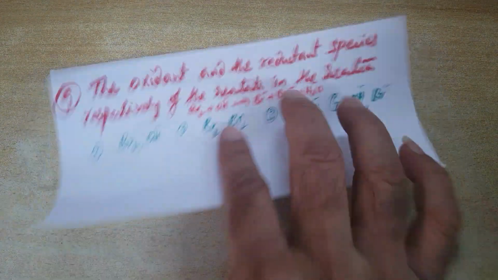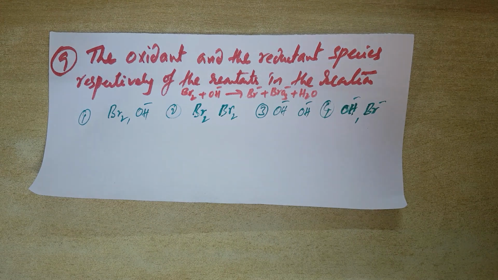Question number 9. The oxidant and reductant species respectively of the reactants in the reaction Br2 + OH- gives rise to Br- + BrO3- + H2O. In this reaction, which one is the oxidant and which one is the reductant is the question. Only from the reactants, which one is involved in oxidation and which one in reduction. This is a special concept because this is an example of a disproportionation reaction.